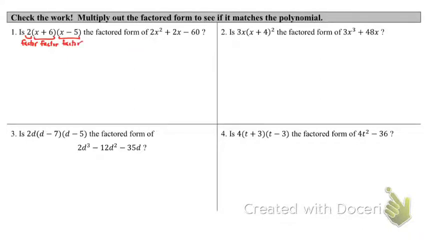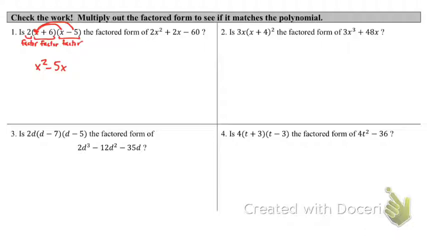So to check, in this case, we're just going to multiply this out and see if it matches our original problem. What I like to do first is ignore the number in front, and do the multiplication of this. So I'm going to go x times x. X times x gives me x squared. Then x times negative 5 gives me negative 5x. Okay, we're done with the x.